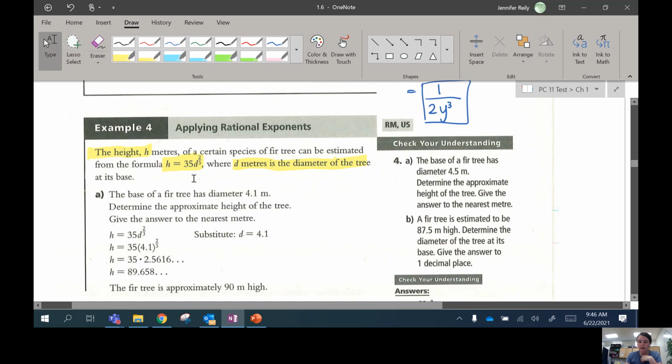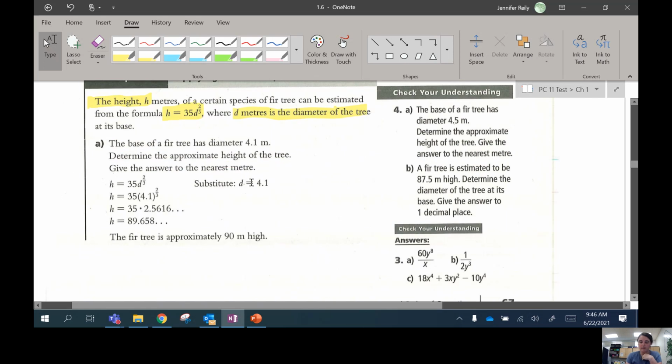Okay. So let's just do 4A together. If you want to try 4B on your own, you can. So it says the base of a fir tree has a diameter of 4.5. Determine the approximate height of the tree. The word approximate here is your indication that you're going to be using a calculator for this. So I'll show you how to do that. So let's write the formula. So we're going to write it over here where we have some space. H equals 35 d to the power of 2/3.